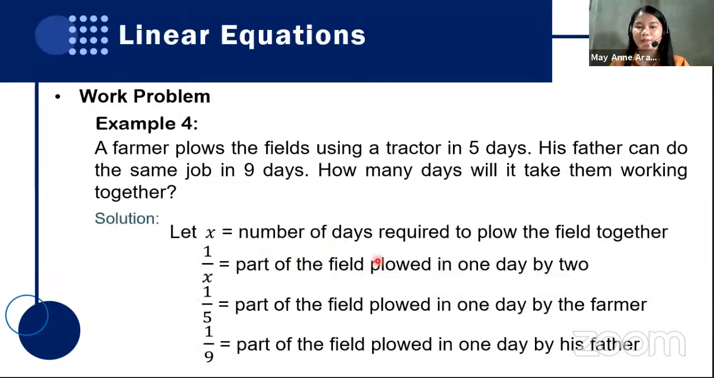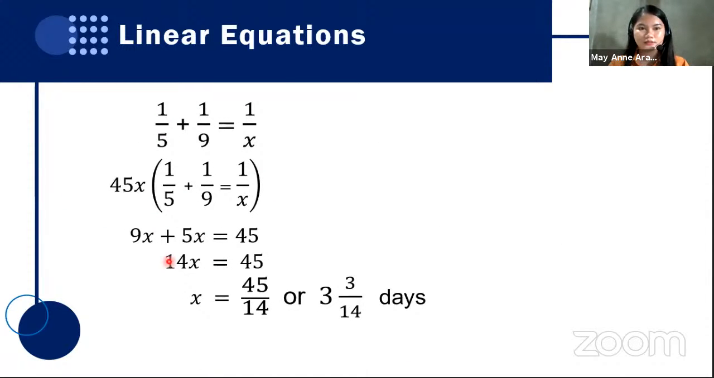Let x be the number of days required to plow the field together. So it will be expressed in fraction. So that is 1 over x. And the part of the field plowed in 1 day by the farmer is 1/5 since 5 days. And for the father, we have 1/9. Just write these three fractions. So, di ba? 1/5 plus 1/9 kasi together. So, i-add natin both parts, equate natin sa 1/x.